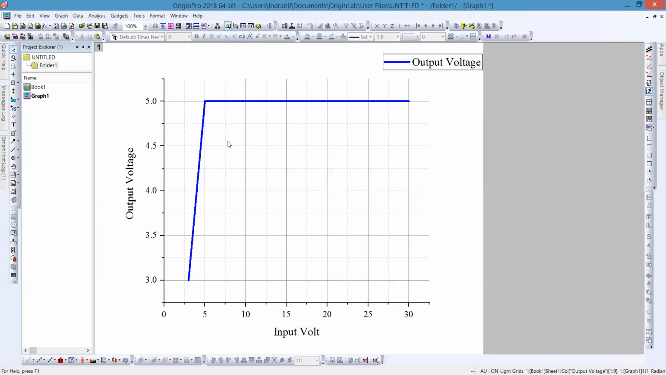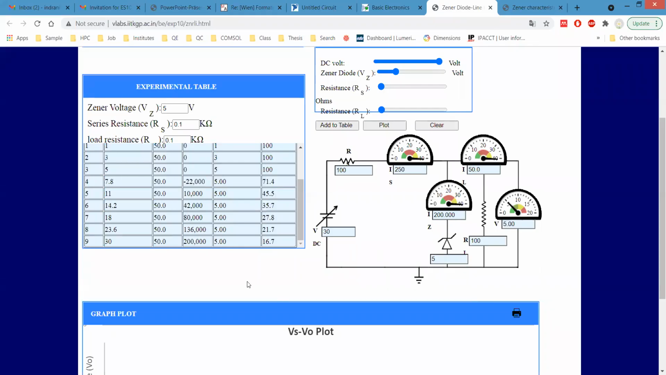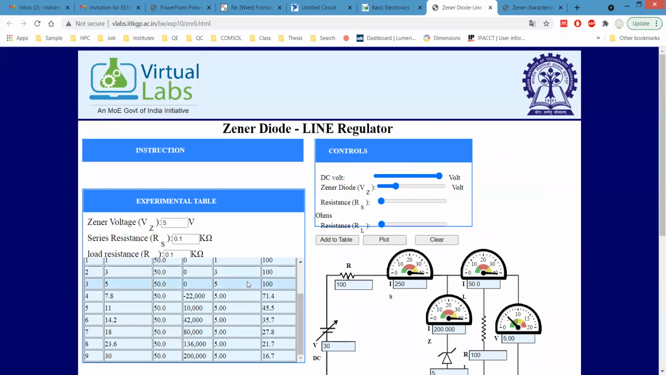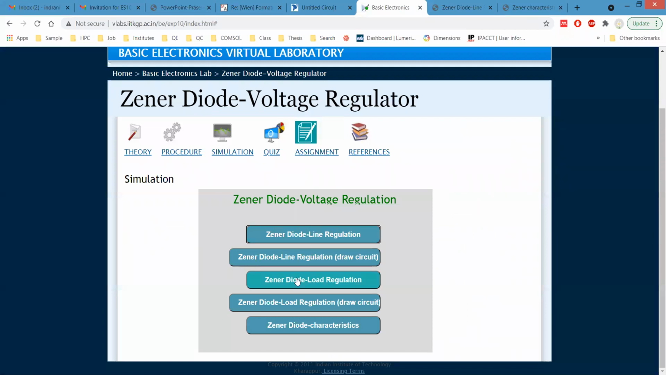Now go to our VLab screen. Now the VLab screen is visible, right? Yes, sir. Okay. So these were all for that VLab line regulation. Now let's try that load regulation one.